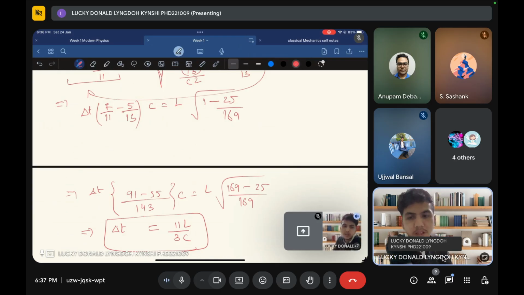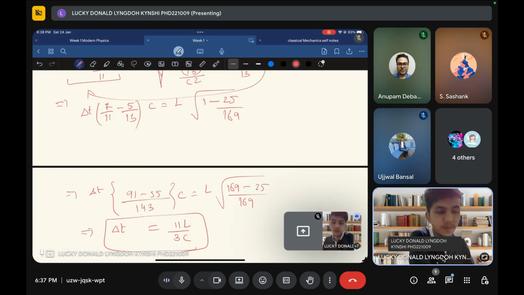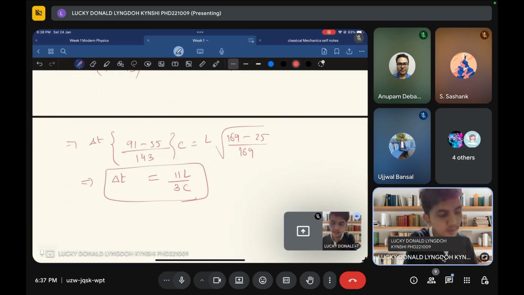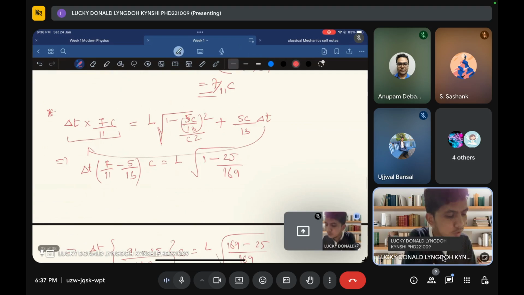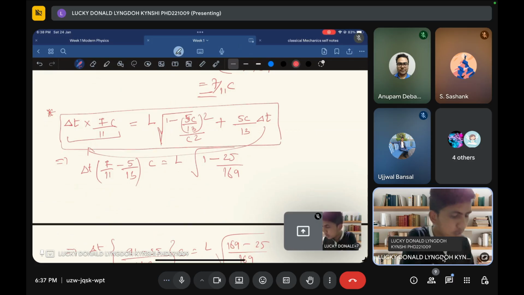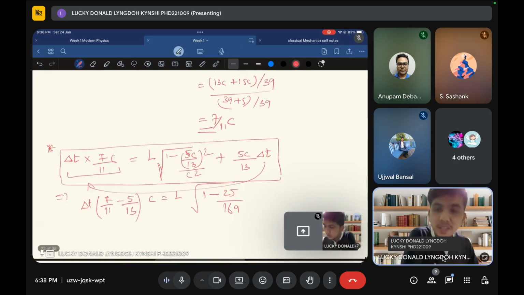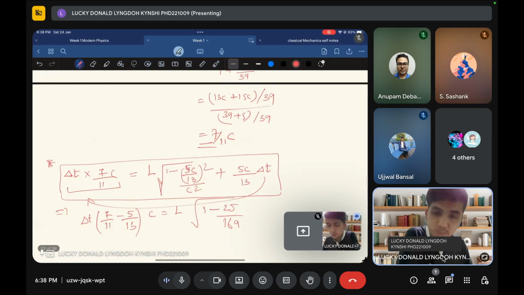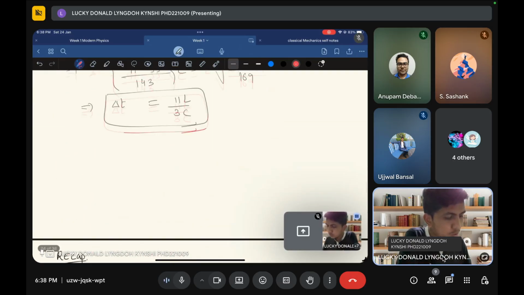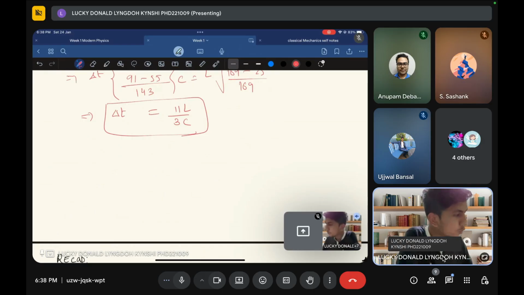Now you get the time in which the ball, as you measure, moves: 11L by 3c. And how do you get the time? You use this equation: the time into the velocity that the ball is moving with respect to you is the length contraction of the bus, plus how far the bus is moving with its velocity 5c by 13. Now, knowing 11L by 3c, you can easily calculate the length.